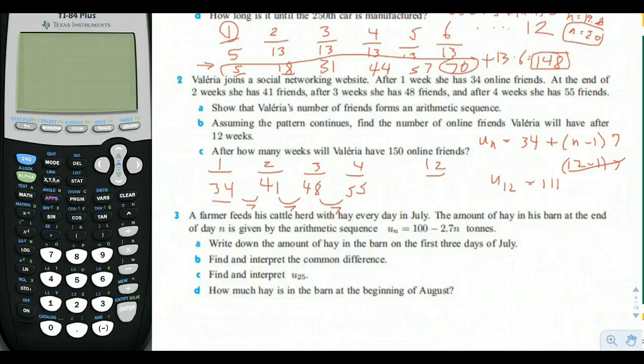And after how many weeks will Valeria have 150 friends? It would be 150 equals 34 plus n minus 1 times 7. And that would be 150 minus 34, and then divided by 7, and then add 1. So it would be 17.5. N would be 17.57. So actually, it would be week 18.